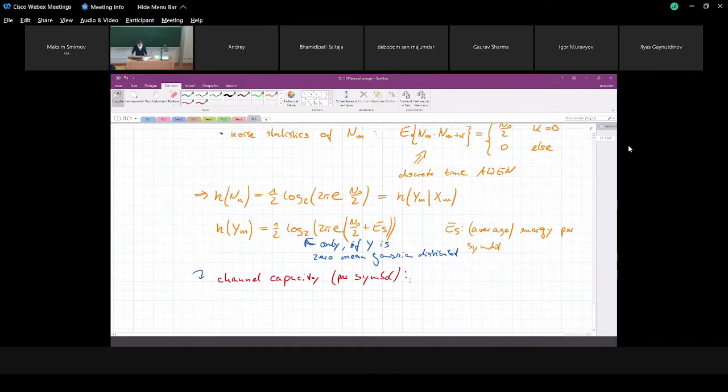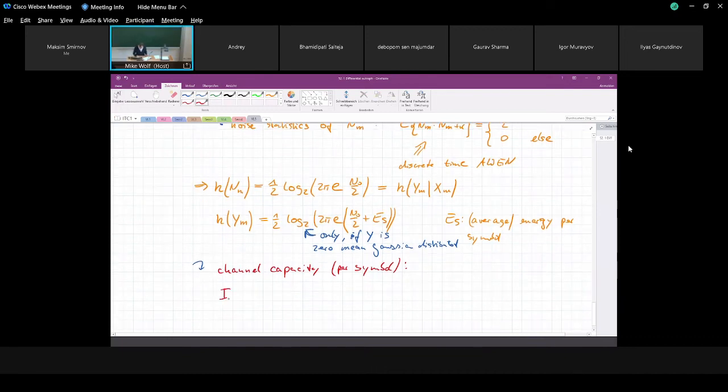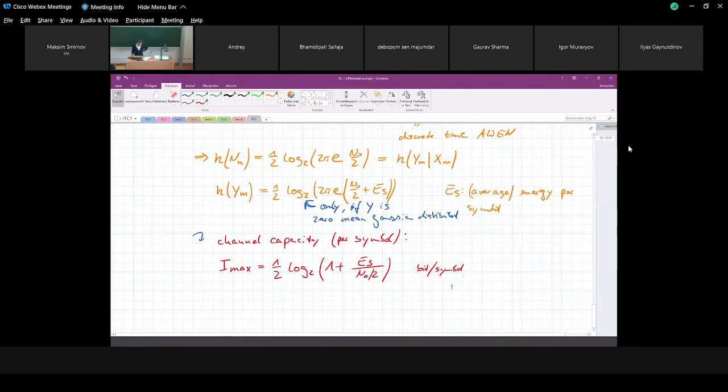What do we get? We get I max is equal to, now again, we divide both expressions and get 1/2 log 2. You remember h of y minus h of y given x. And then we get here 1 plus energy per symbol divided by n naught by 2 symbol. Okay. So this was the starting point.